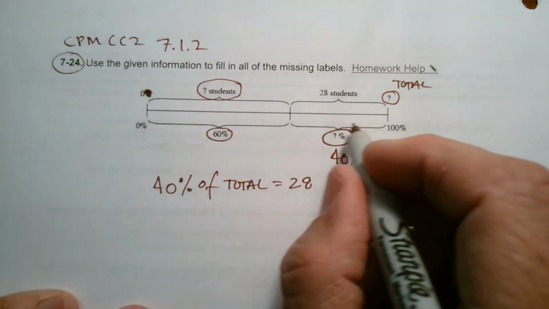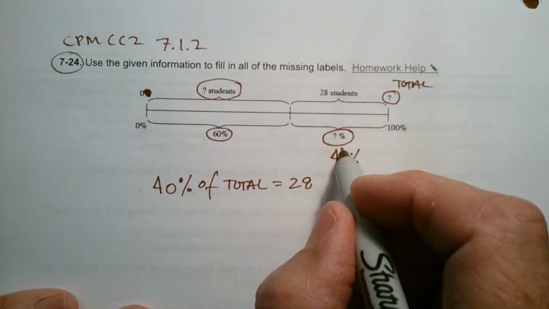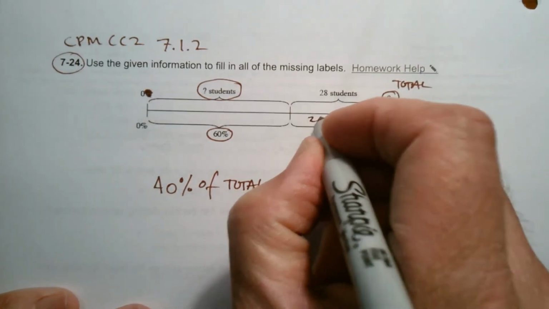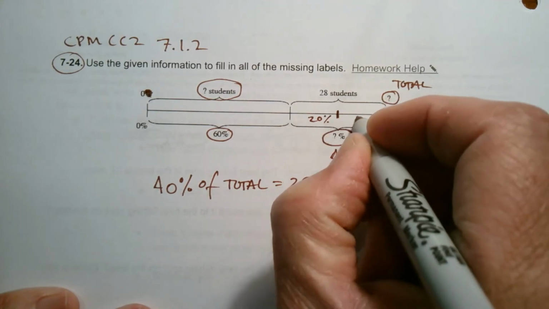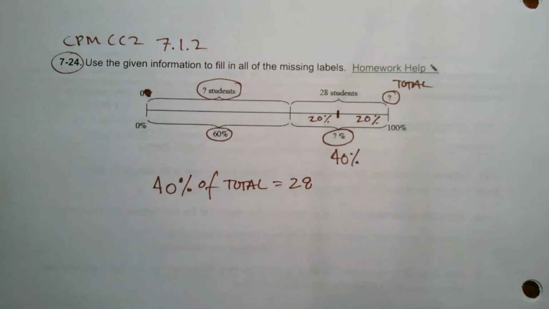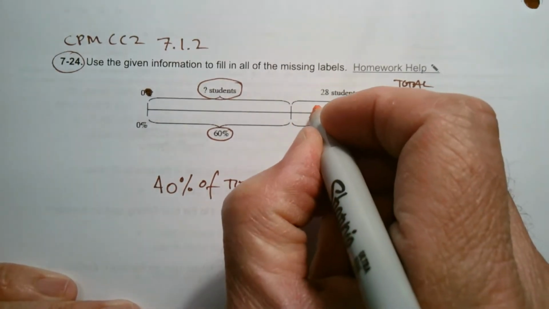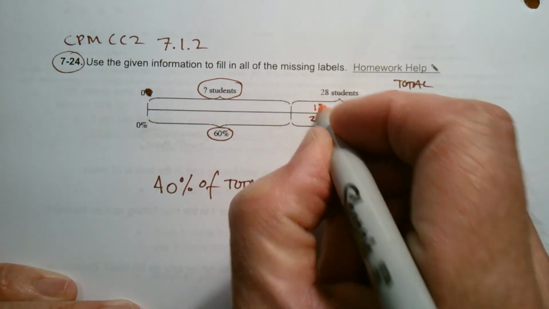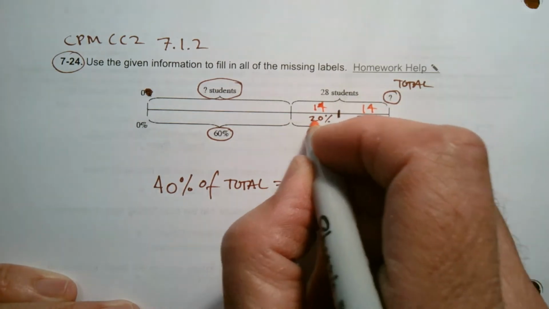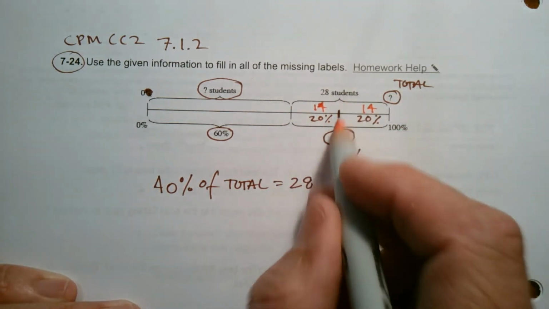If I know that 40% is 28 students, then I'm going to cut this in half because that would represent 20%, correct? And 20% then would tell me, oh, I can see that if 40% is 28 students, 20% would be 14. So 14 students is 20% if 28 is 40%. Do you see what I just did there?